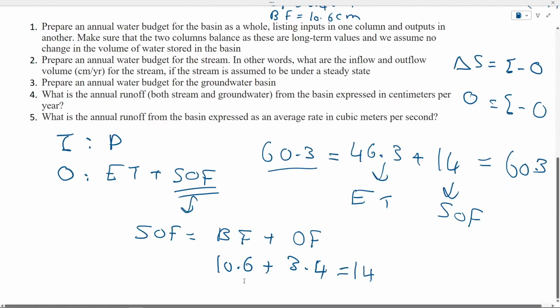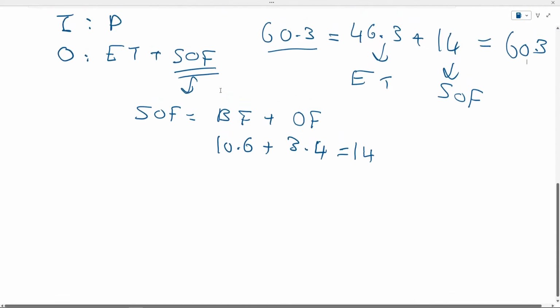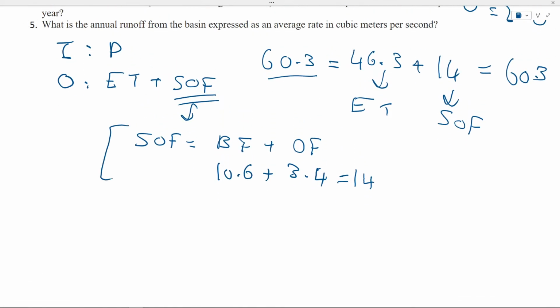Okay, what's the second question? Water budget for the stream. In other words, what are the inflow and outflow to the stream? So that is easy. We did this already. The outflow to the stream, we know this already.